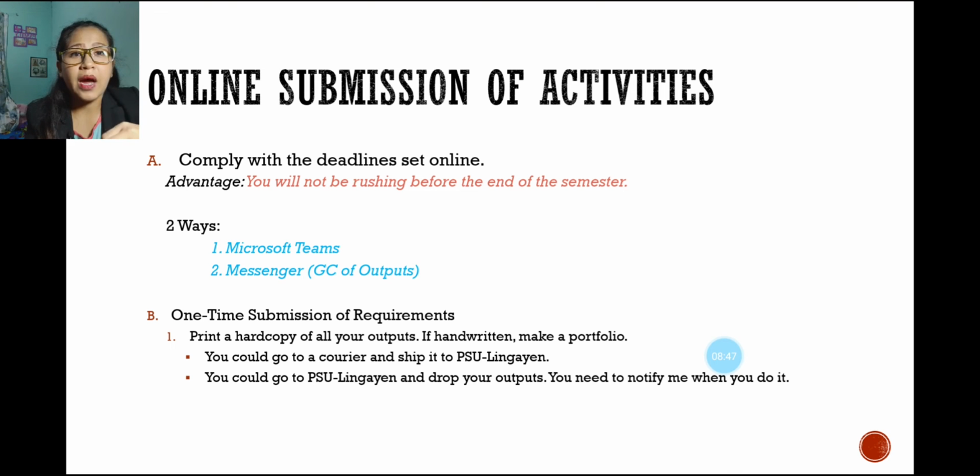Now, one time, because upon completing all of this, you're going to go to a carrier and ship it to PSU Lingayen, or you could go to PSU Lingayen and drop your outputs. But you need to notify me when you do it, so that I will know if I have something to ask for from the person in charge, or from the person whom you have given your output.